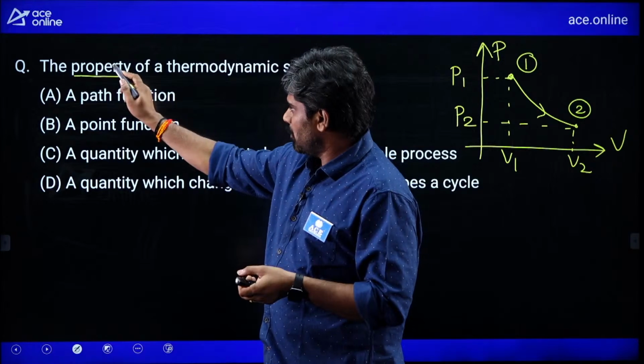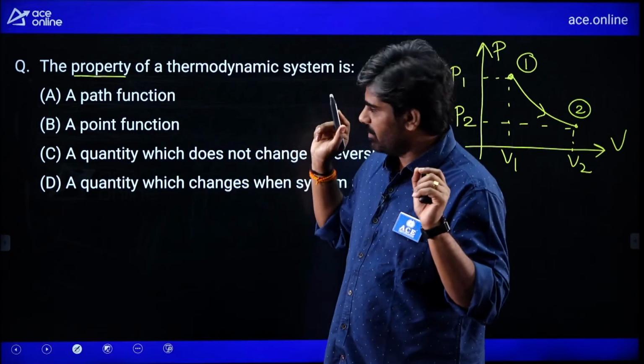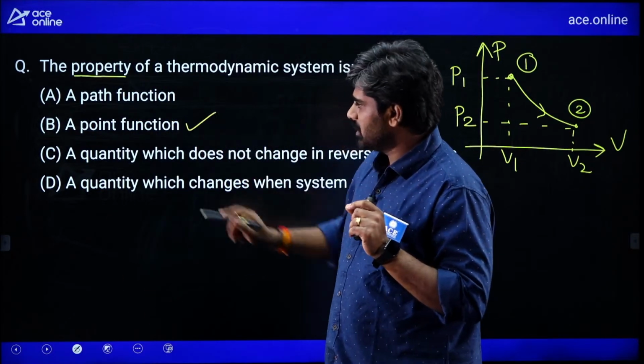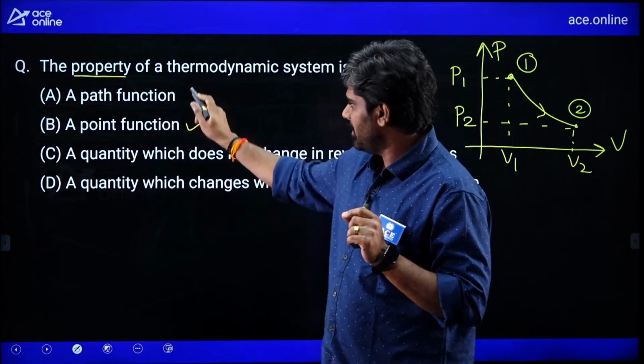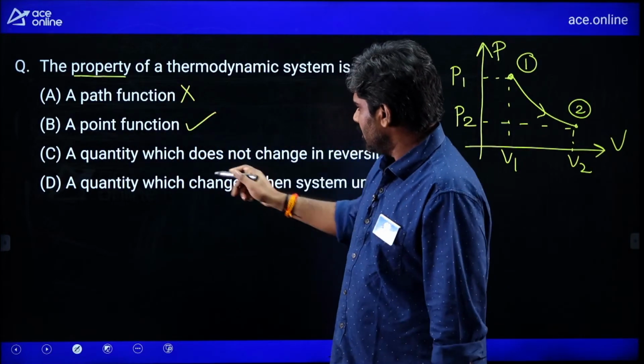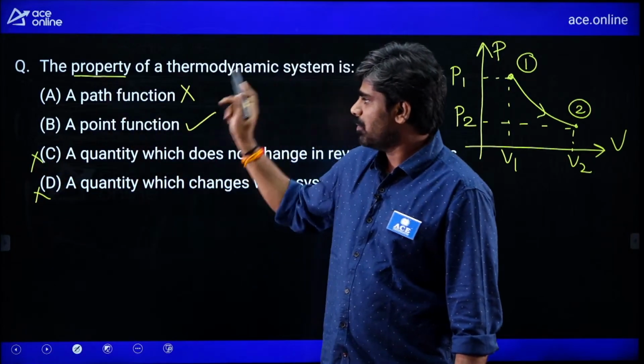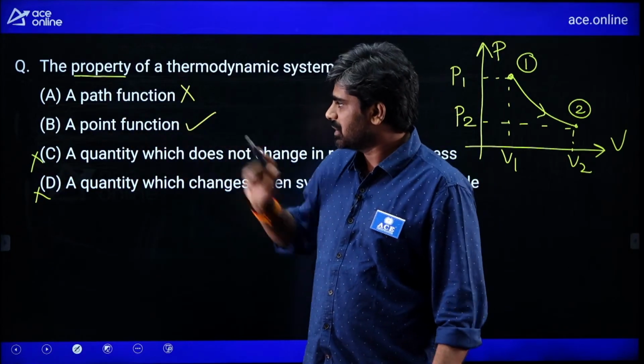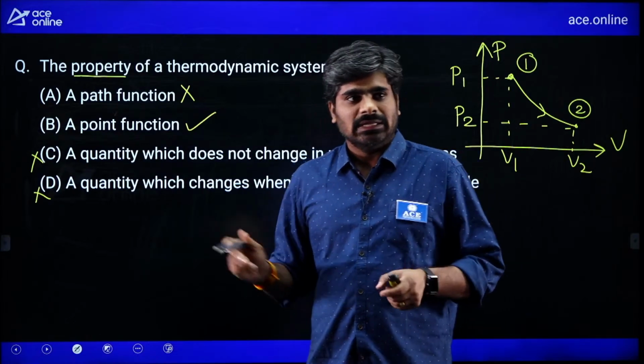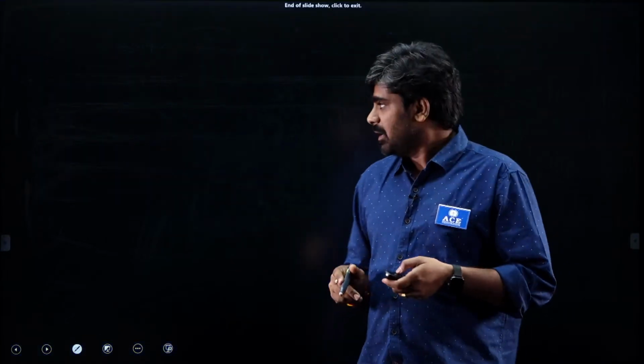So he is asking about the property. So directly you go for point function. Only point function is given in option B, that is the correct answer. The remaining path function options are wrong, and C and D you eliminate directly, because properties depend on the point, therefore it is a point function, therefore the answer is option B. That is all for thermodynamics. Next will be taken over by the next faculty.